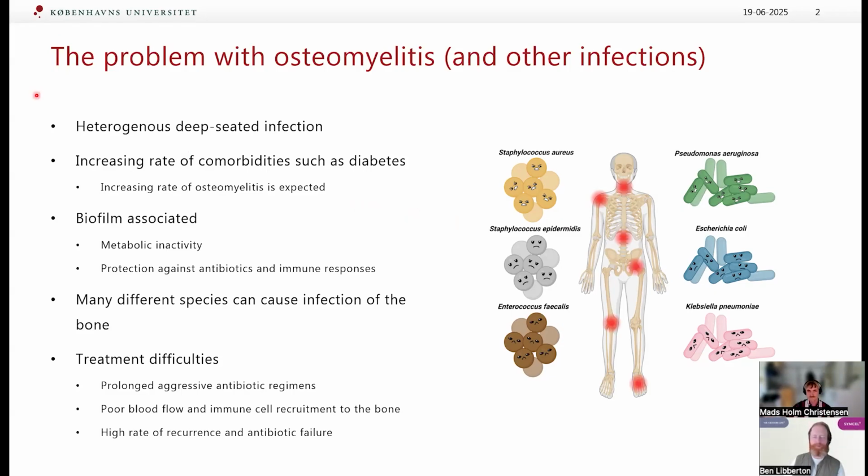So to treat these types of infections, it often requires a prolonged and very aggressive antibiotic treatment. And on top of that, if it was not bad enough already, there's a high rate of recurrence for this type of infection. So you don't get rid of it that easily.